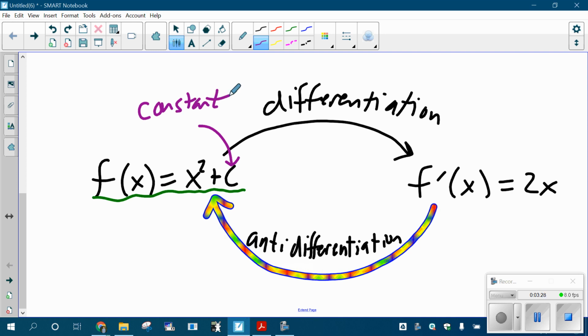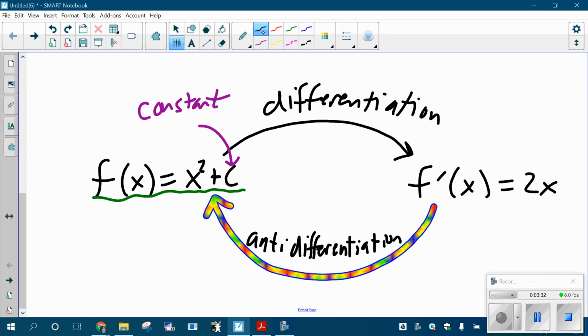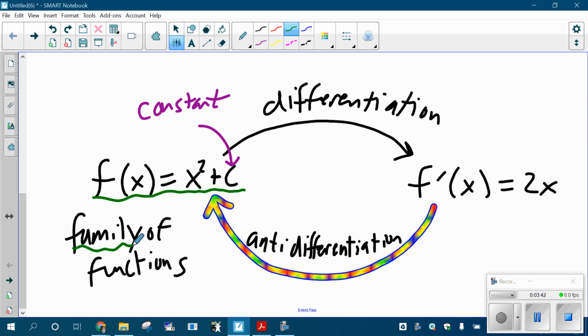You see this called a family of functions. When you do anti-differentiation, you don't get out a single answer, you get out a family of functions. The reason they call it a family of functions is that they're all related, right? Your function is going to look like x squared, but it could differ by a constant. It could be shifted up or down.